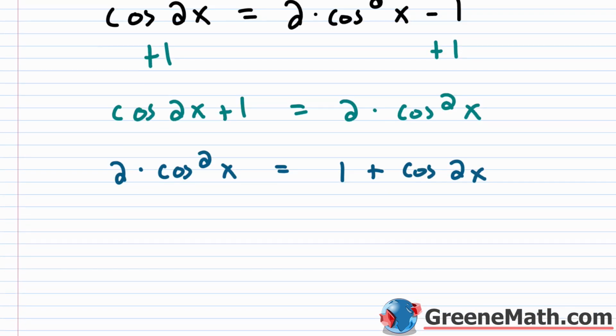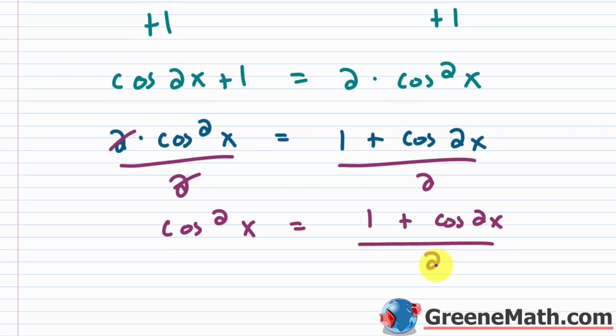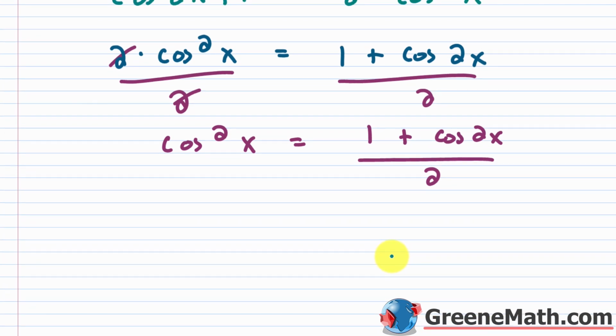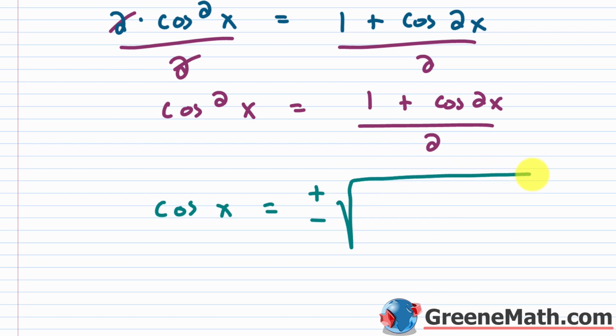From here, since again I want cosine of x by itself, I'm just going to divide both sides by 2. So I can get rid of this 2 right here. And so now I have cosine squared x is equal to 1 plus cosine of 2x over 2. Now I'm going to use my square root property here. So this side on the left will just be the cosine of x. But over here, you have to remember that you want plus or minus the square root of this guy. So 1 plus the cosine of 2x over 2.